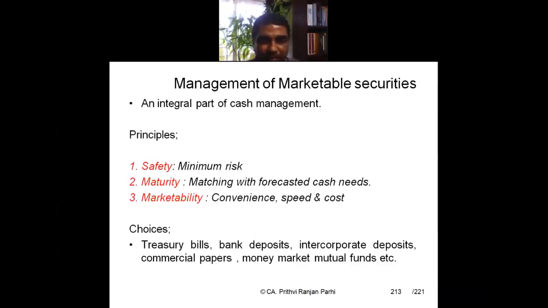Cost should be minimum. So there are various options available, investments in marketable securities like treasury bills, bank deposits, intercorporate deposits, commercial papers, money market instruments, all these things. Some of these are available for corporates only. Some of them are available for individuals as well as corporates. So depending upon the situation, different kinds of investment options can be used.